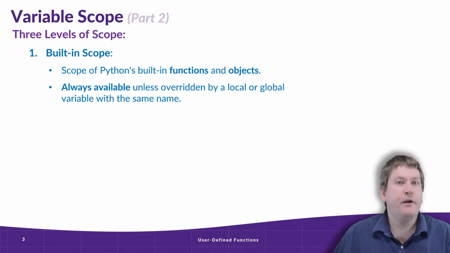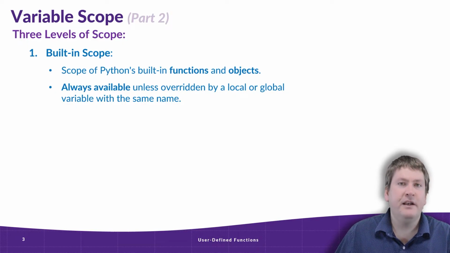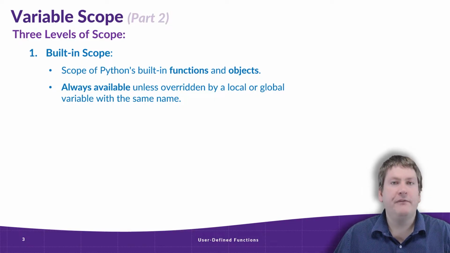And by built-in scope, we mean that these built-in functions are accessible almost anywhere in Python, regardless of what module or function you're in. They're always available. The only exception would be if you were to name a local or global variable with the same name, which sort of overrides them.